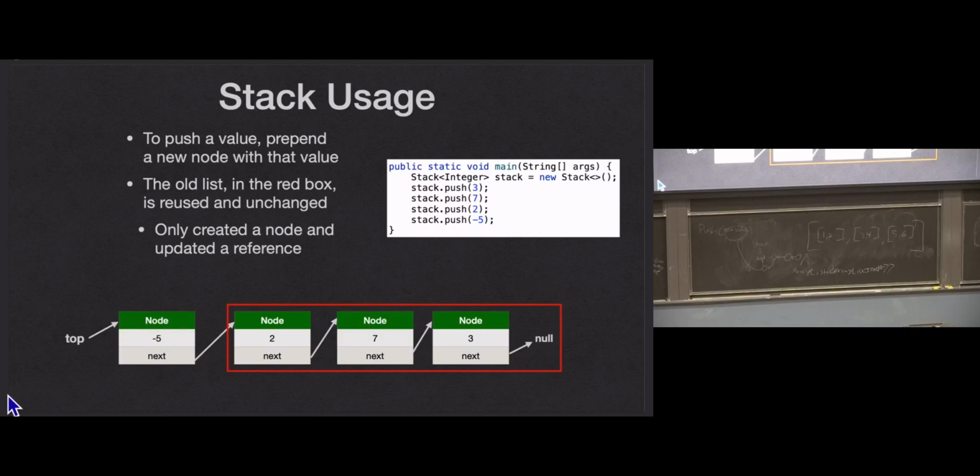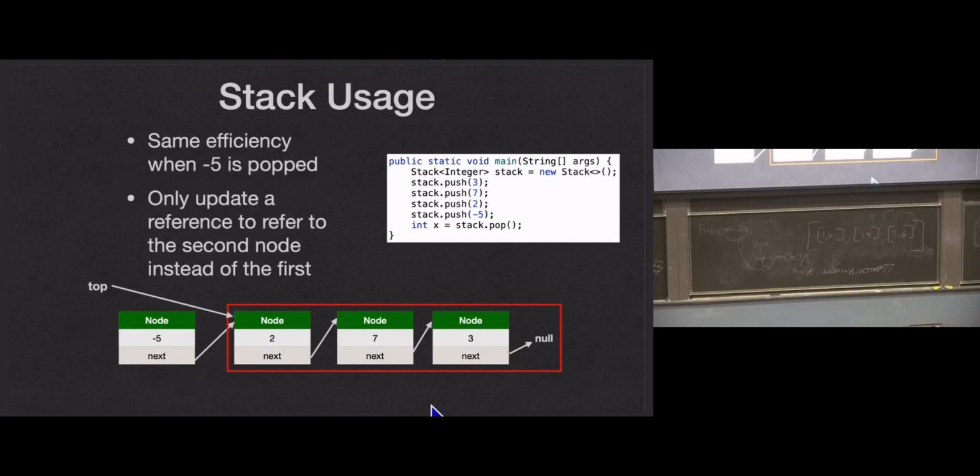And what I want to point out with this is the old linked list didn't change at all. When we prepended to this list, the old list doesn't actually know that anything happened. Nothing at all changed inside this box. It's completely unchanged. All we did was create a new node that has a reference to that list. But nothing actually changed with that list. And same when I pop -5, I don't update what's in the red box. The red box didn't change at all when I pushed and popped -5, which can make these things very efficient.